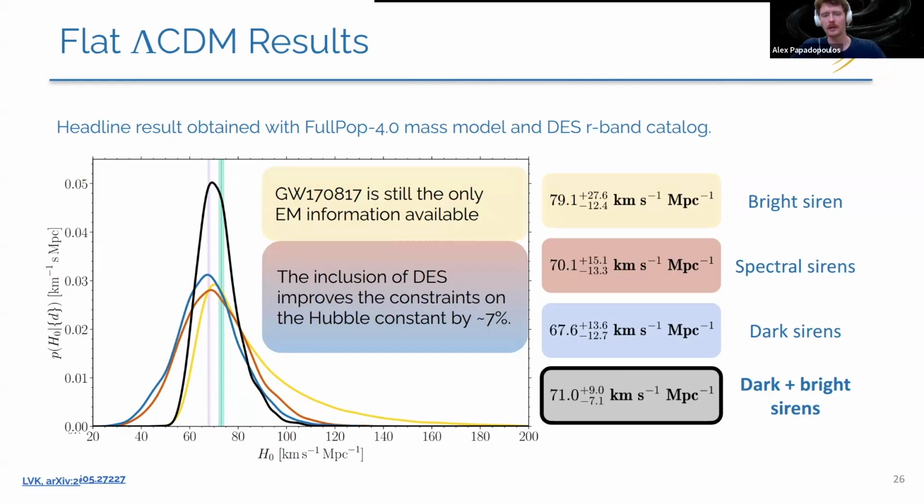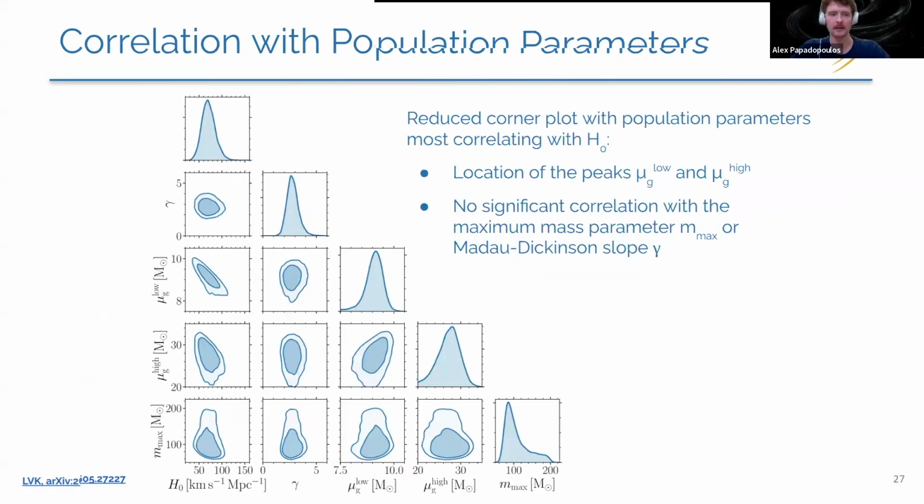You may also be wondering how our constraints improve when we use GLADE Plus, which was the broader catalog over the full sky with much lower completeness. And we find that it improves our constraints by roughly 5%. So slightly less, but still giving us a bit of extra information. Okay, next slide, please, Isaac.